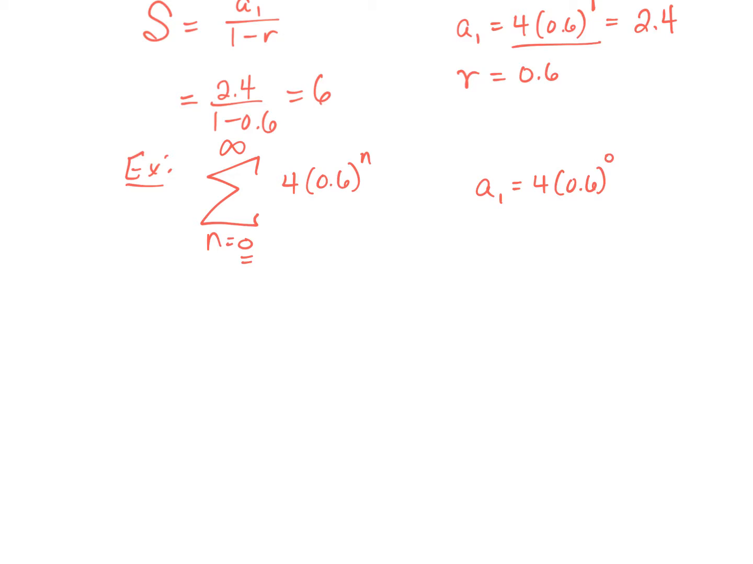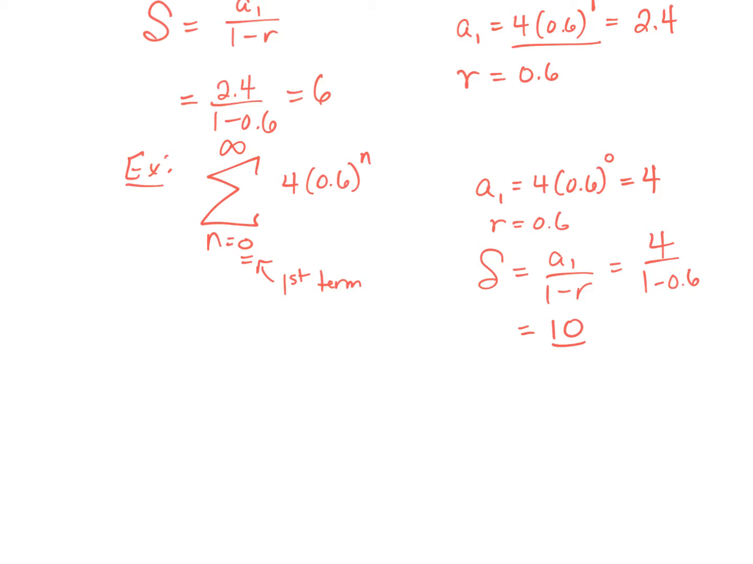Do you understand why we plug in 0? That's the first number, that's the first index, isn't it? Remember, this is my first term. This is just 4. So now look at what the sum is. R is still the same, isn't it? A sub 1 over 1 minus R now becomes 4 divided by 1 minus 0.6. Sum's now 10, isn't it?